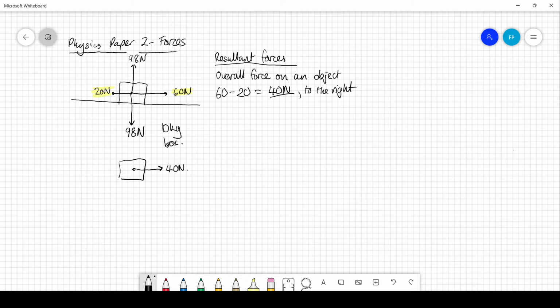Sometimes you might be asked to calculate the acceleration of this object based on its force and mass. There's a formula to work this out, which is acceleration equals the force divided by its mass. Sometimes you might be asked to rearrange this formula. In this case, the acceleration of this box will be 40 divided by 10, which gives us 4. And the units for acceleration are going to be meters per second squared.